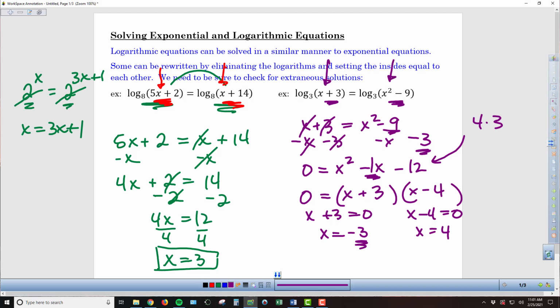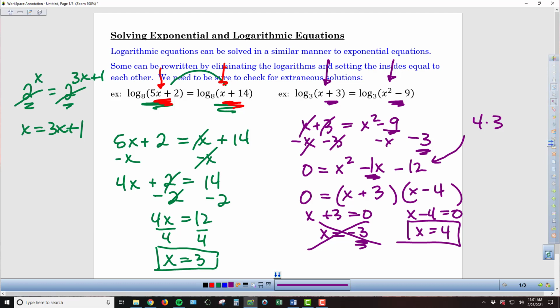Same thing here. If I plug in negative 3 for x, negative 3 squared is positive 9, minus 9 is 0. So I'm going to have to toss out that negative 3 answer, but our answer of 4 is not going to be problematic. 4 plus 3 is 7, 4 squared is 16, minus 9 is 7. So our only answer that we're going to keep in this case is x equals 4.